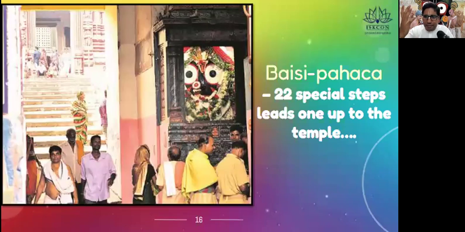We are entering inside the temple now. And we have taken darshan of Patita Pavana Jagannath. And when we enter inside this temple, to get into the main shrine, there are 22 steps. That's why it's called Baisi Pahacha, because there are 22 special steps leading to the temple. And there is something very interesting here. On the 3rd step, there is a black colored stone called Yamashila. I'll tell you the story of this.